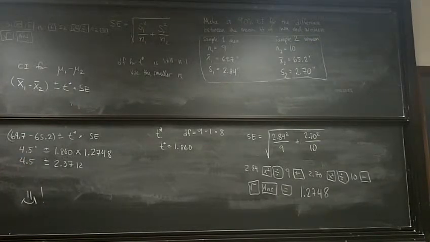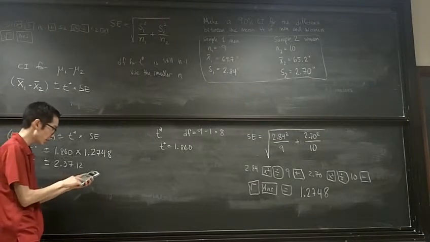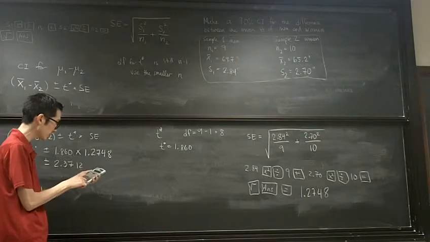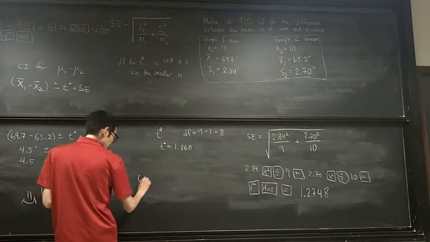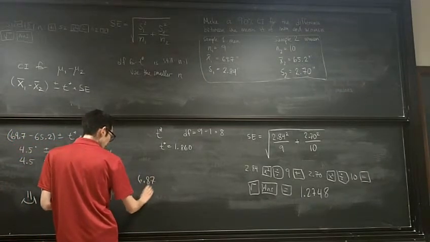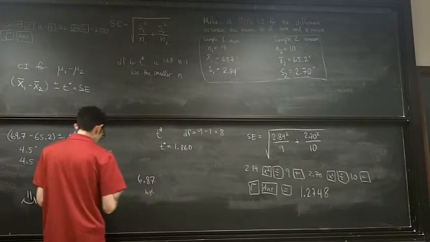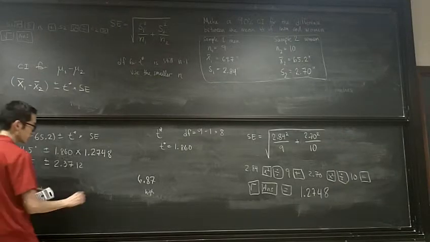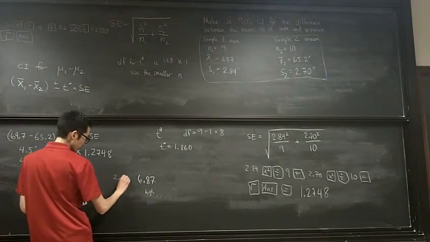You don't have to keep that many. On the high end, 4.5 plus 2.37 gives me 6.87. I'm rounding to 2 decimals now. And then 4.5 minus 2.37 gives me 2.13 on the low end.